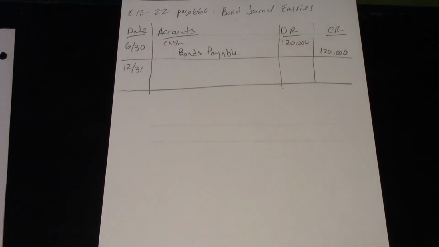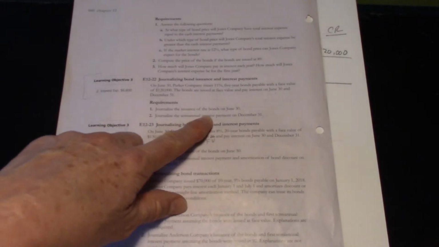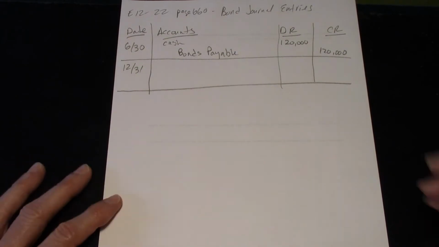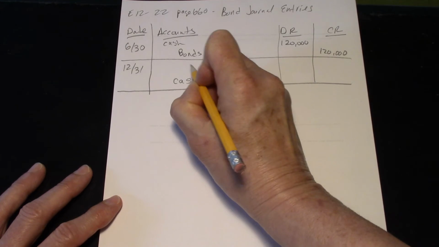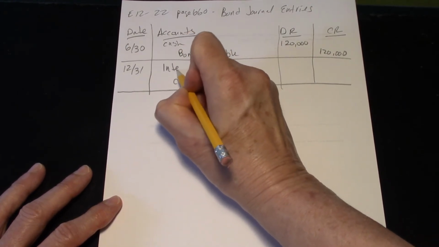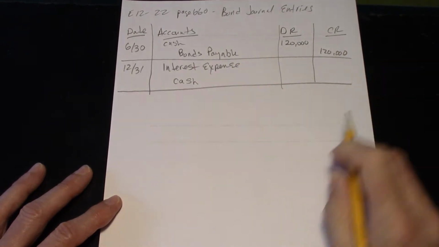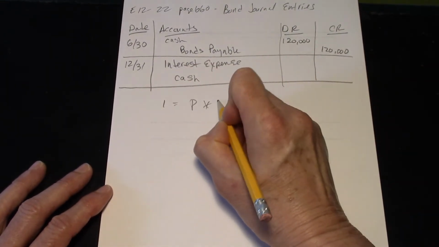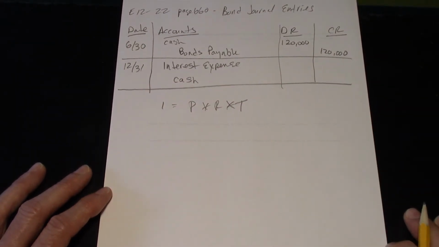You journalize the semi-annual interest payment on December 31st. So every 6 months we're going to pay interest out to some people. Of course you pay for stuff with cash, so of course that's going to be our credit. But what's our debit? Well, it's interest expense. And how much is it? Well, you know the formula. I equals principal times rate times time, and of course time is in terms of what part of a year.